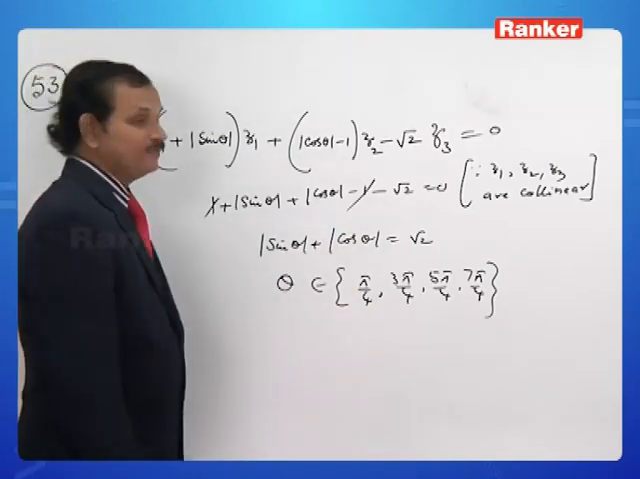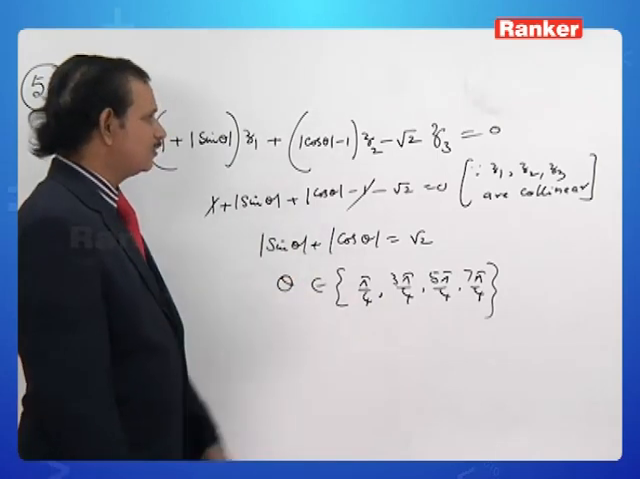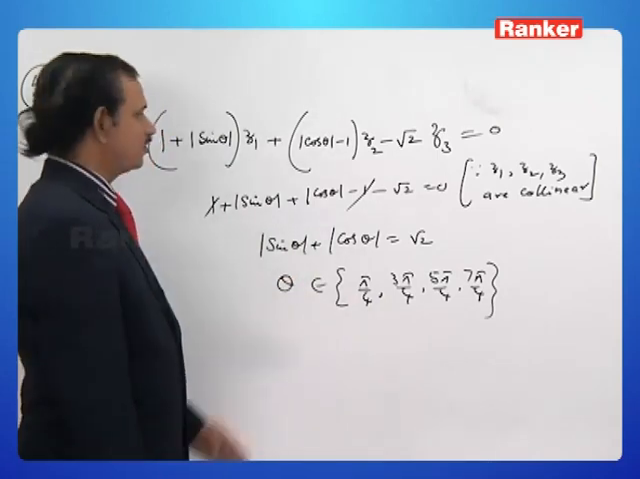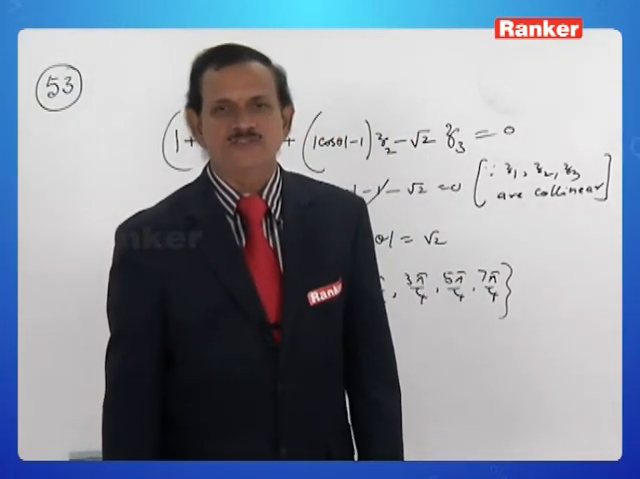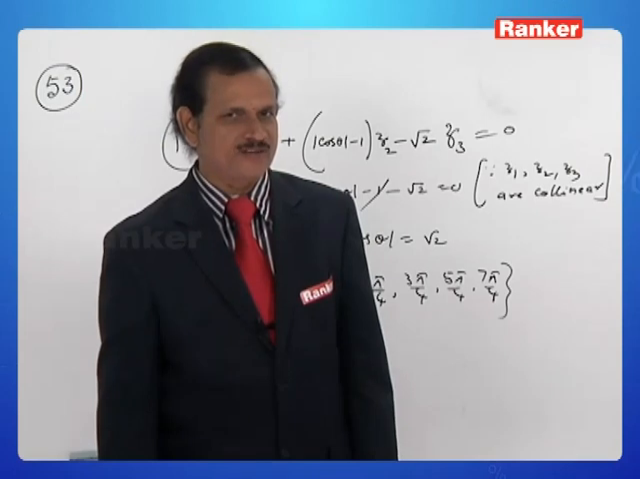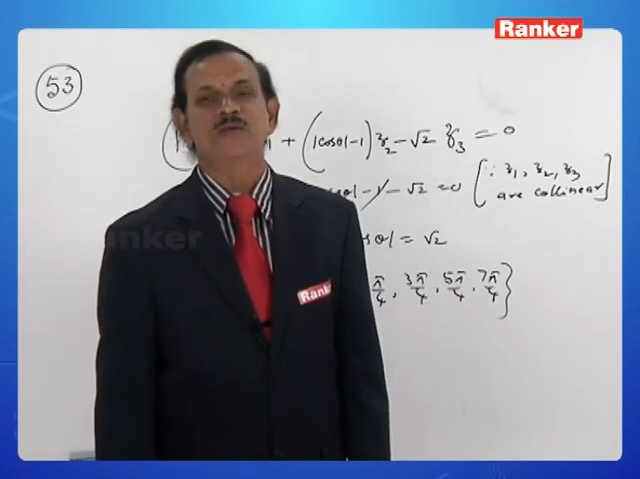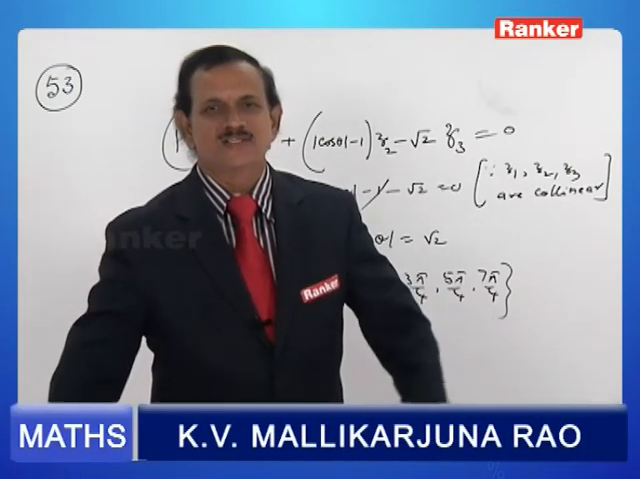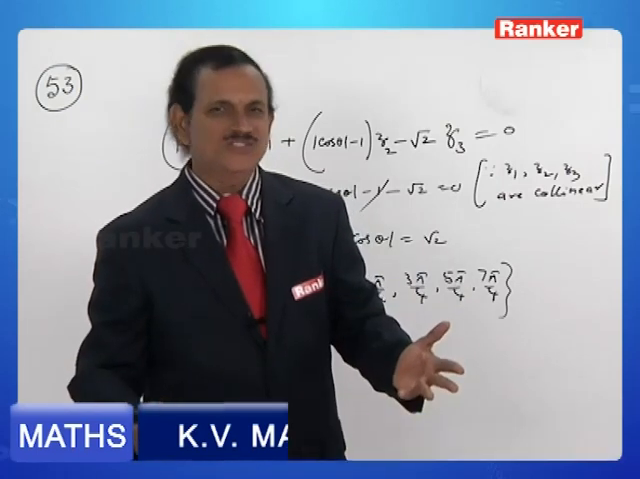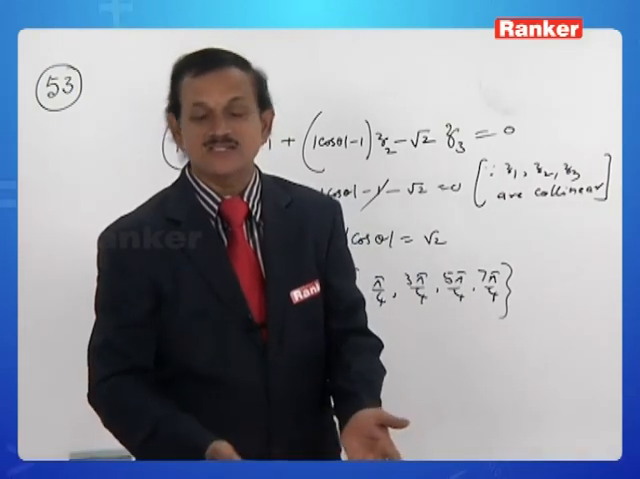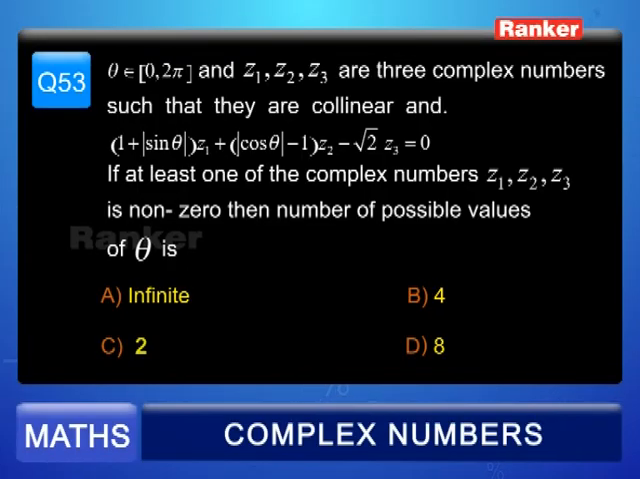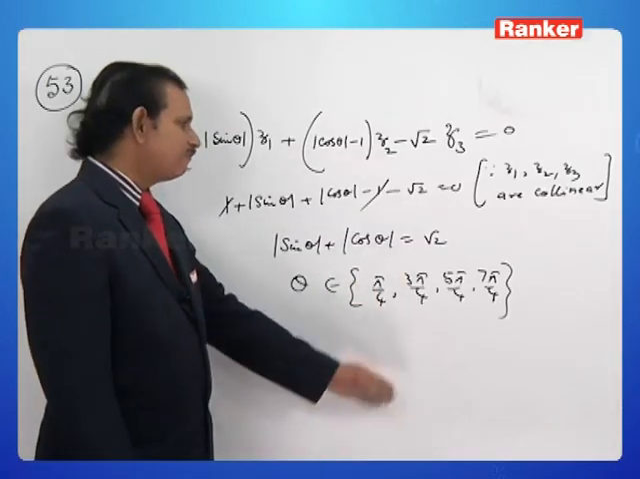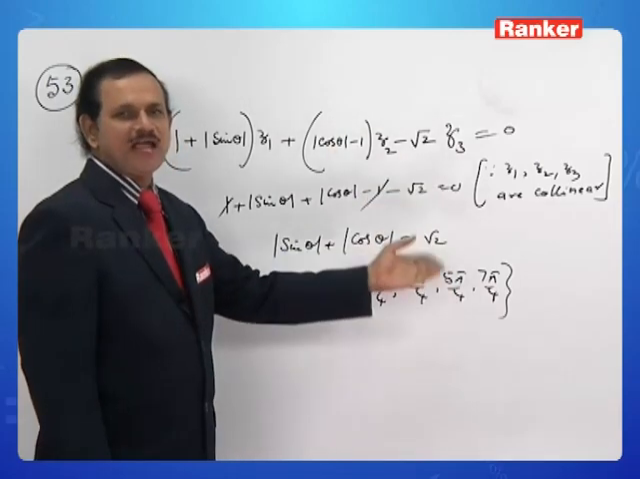Well, my dear, we are able to arrive at this conclusion only because we are able to use the condition A plus B plus C is equal to 0 as and when Z1, Z2, Z3 are collinear and AZ1 plus BZ2 plus CZ3 is equal to 0 is given. That is why we say that this question is conceptual. This thinking is also conceptual. Yes, the answer is 4. The four values are pi by 4, 3 pi by 4, 5 pi by 4 and 7 pi by 4 only.